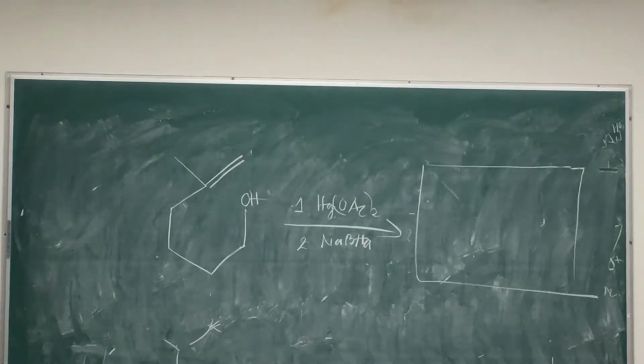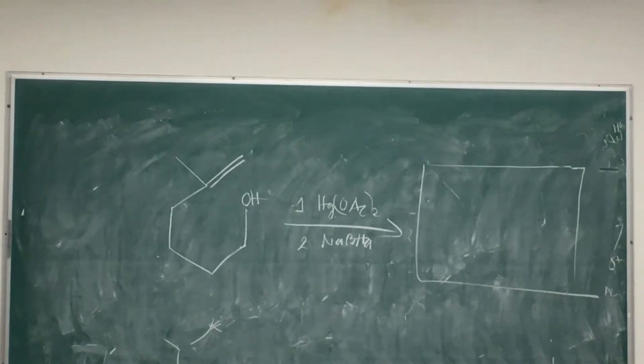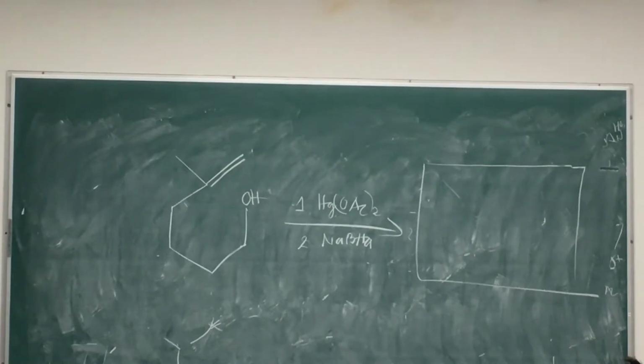NaBH4, actually that's a really strong reducing reagent. Then we donate a hydride ion. And this hydride ion will replace or substitute. So this whole group is replaced by a hydrogen. And actually this one can be activated.